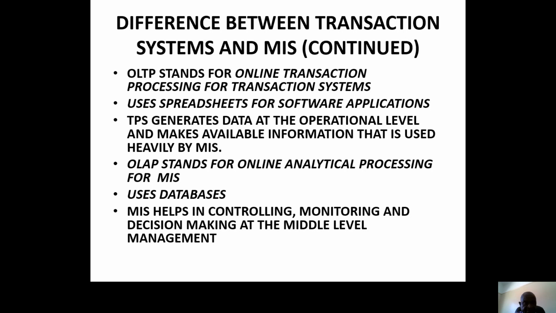Whereas on the other hand, OLAP, which is online analytical processing, what are you analyzing? You analyze information from the OLTP, which are the transaction systems. And this makes up the MIS process. And it uses data, control, and decision making at the middle level of management. I hope you have that answer. Where is MIS located? Middle level. Where is e-procurement? It is at the operational level.